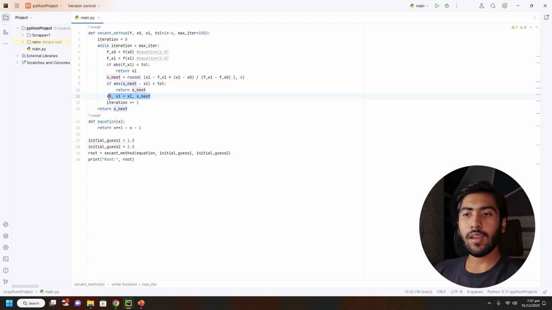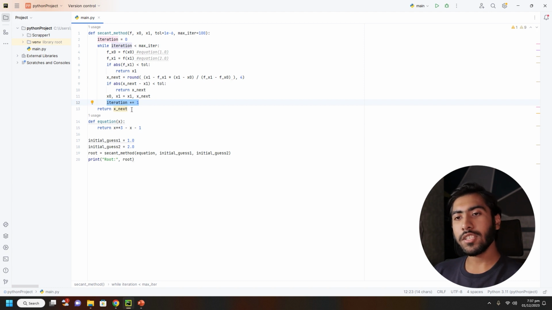In the end, we are just swapping our values for the next iteration. So x0 will become x1 and x1 will become x underscore next, which would be our final answer. Then we increment our iteration counter, and at last we return x underscore next, which would be our root of the equation.